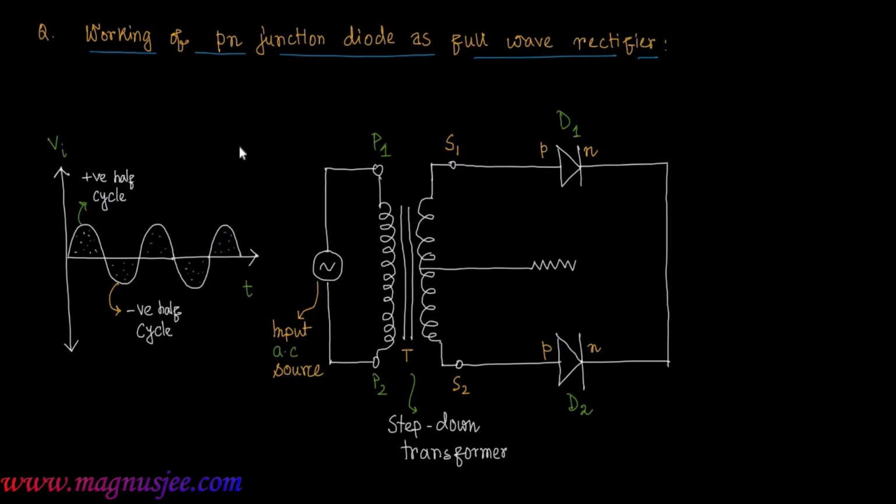Load resistance RL is connected in this way. This is load resistance RL to get finite voltage. And here we have the output terminals. This is the circuit diagram of full wave rectifier, and output is measured across the load resistance RL.